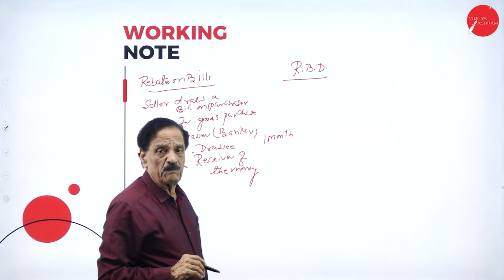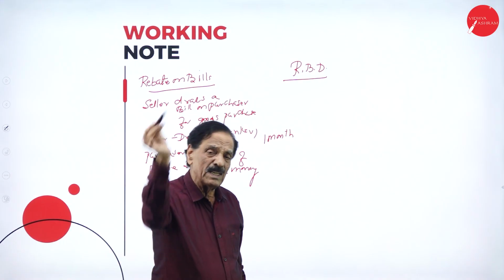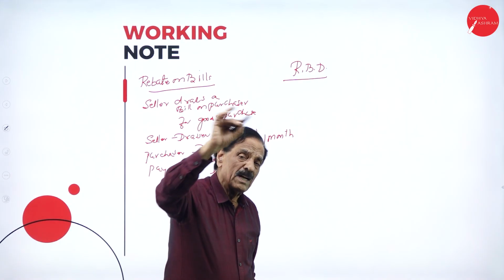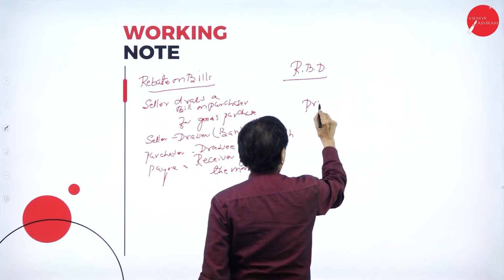From that, RBD should be deducted. First, it will come under provision and contingency. Then it should be deducted in schedule number 9 under loans and advances. Then, provision for taxation.